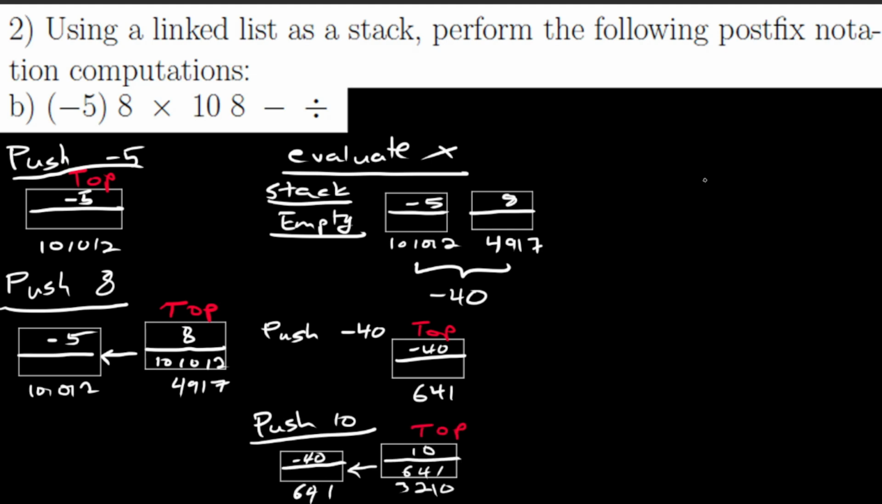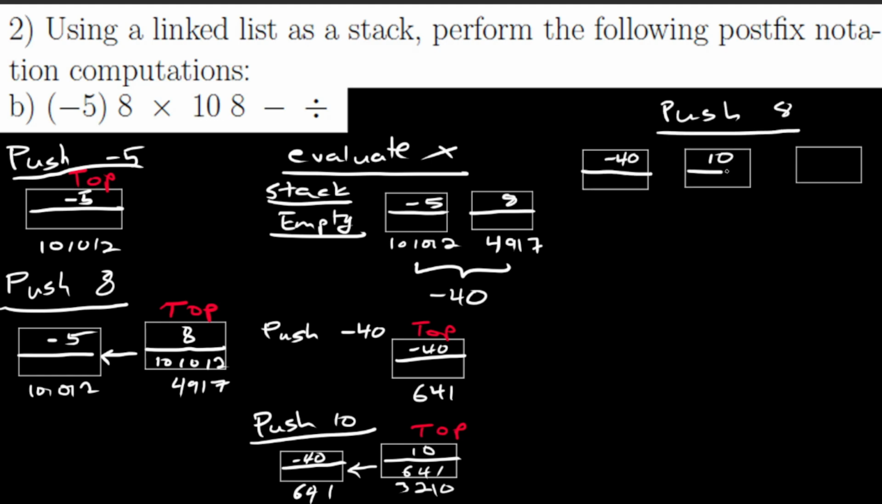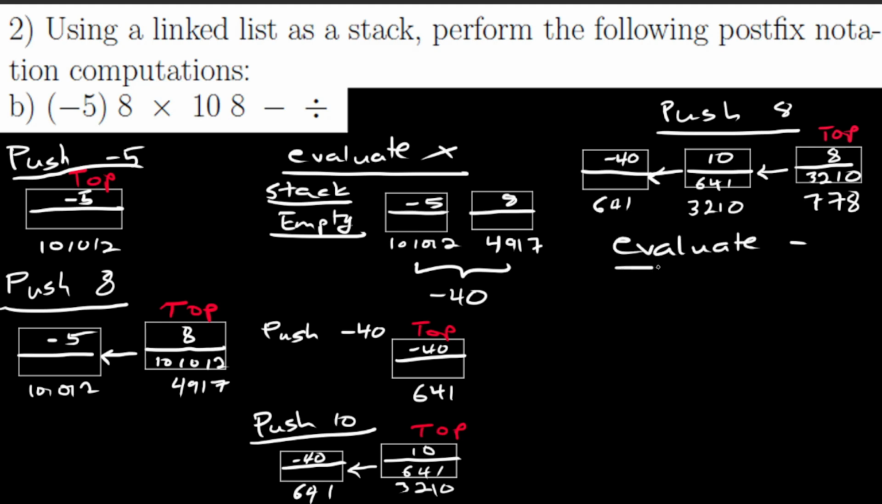Next up, we have to push an 8. All right, so now our stack looks like this. And now we evaluate a minus sign, right? So that's our next input, we input an operation. So when it comes to inputting an operation, we need to pop twice. So the minus is going to be affecting these 2 pieces of data.